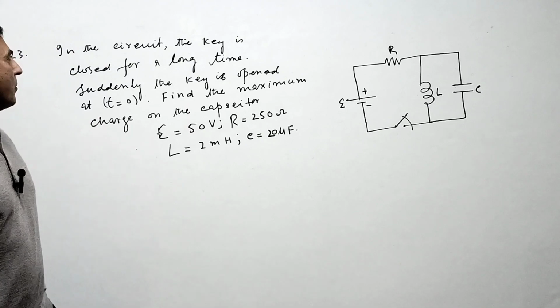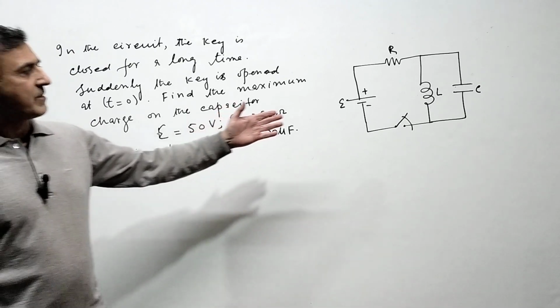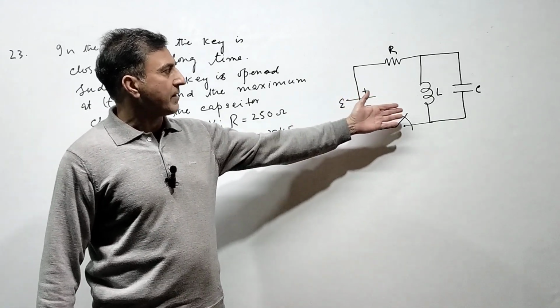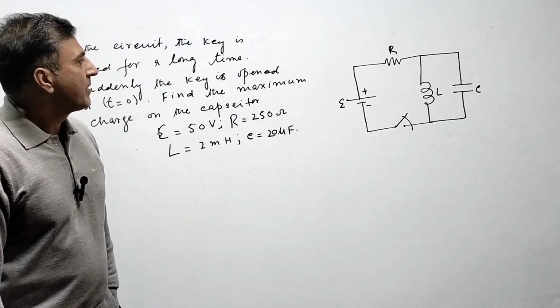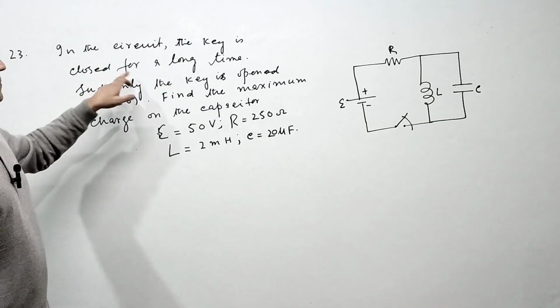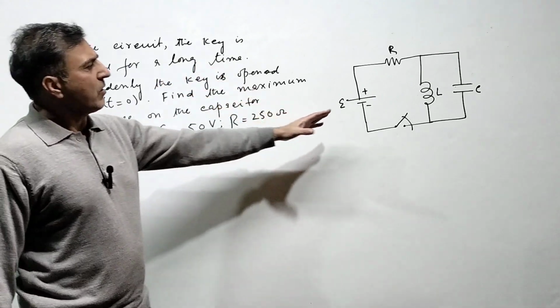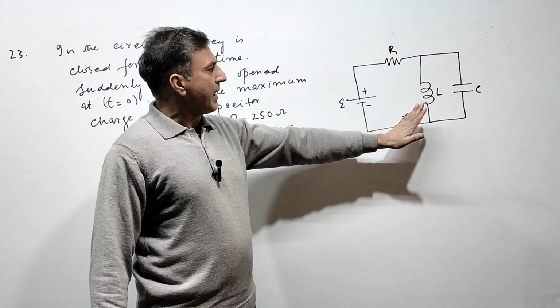Today I have come up with one more additional challenging problem on circuits involving an inductor, a capacitor, a resistor and a DC source. So the question is like this: in the circuit, the key is closed for a long time. The key is already closed and the current has been flowing for quite some time.